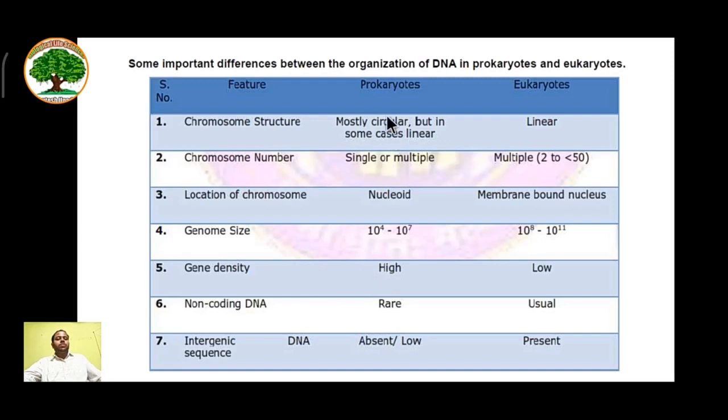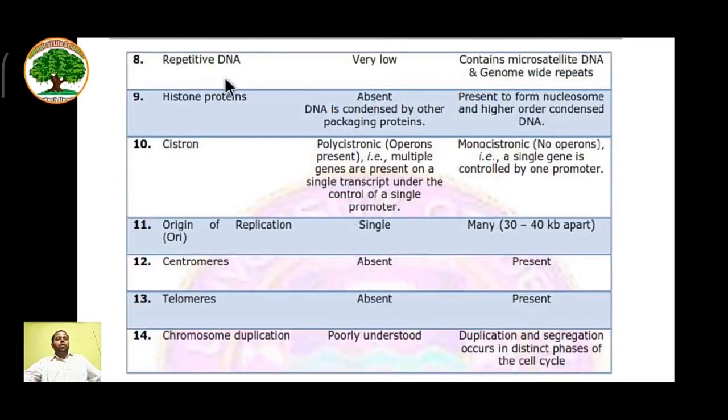The gene density is very high in prokaryotes while it is low in eukaryotes. Non-coding region is not present or rare in prokaryotes, while it is usually present in eukaryotes. The intergenic sequences are absent or very low in prokaryotes, and present in eukaryotic cells. The repetitive DNA is very low in prokaryotes while it is present in eukaryotic cells. Histone proteins are absent in prokaryotes and present in eukaryotes.